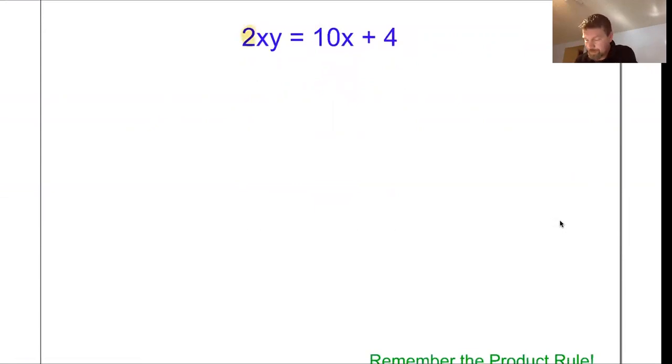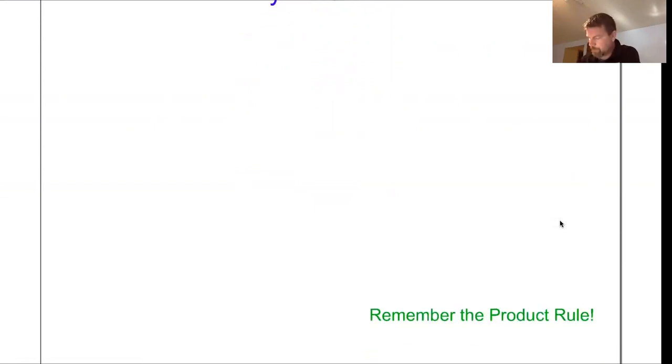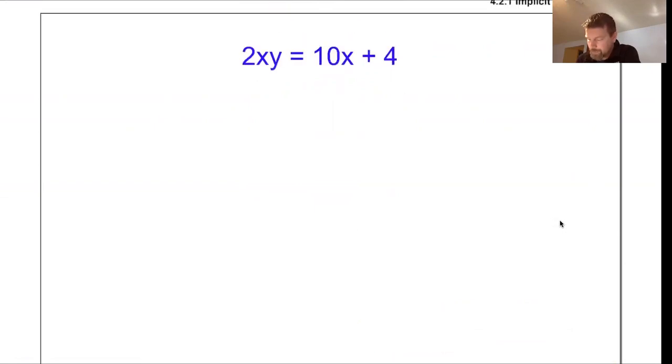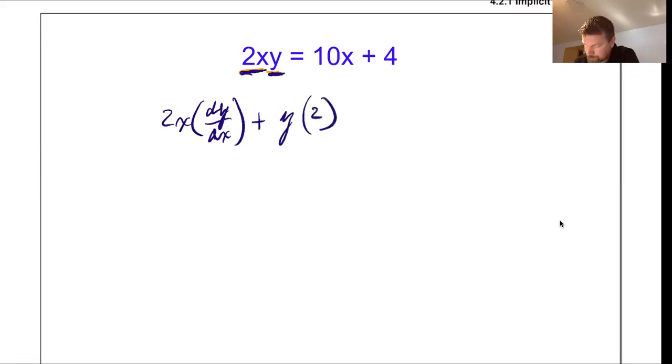Be careful here though. This is a product. It's 2x times y. So remember the product rule. So when I find this derivative, I am going to have to do it as first times derivative of the second plus second times derivative of the first. Product rule. All right. So finding that derivative, first is 2x times the derivative of the second. Derivative of y is dy/dx plus the second is y times the derivative of the first, derivative of 2x, that's just 2, equals derivative of that side.